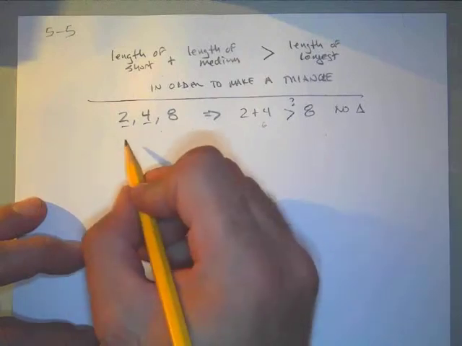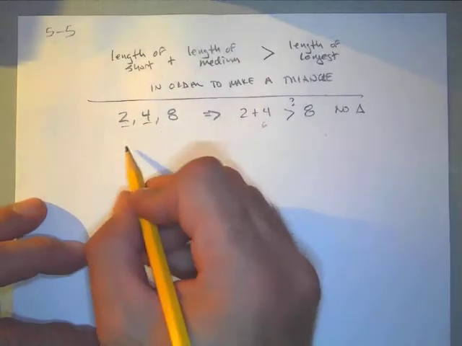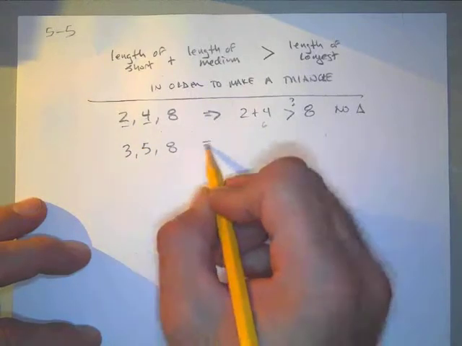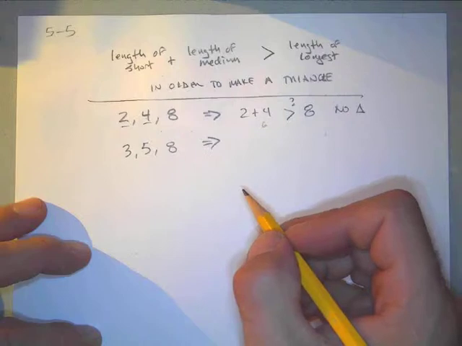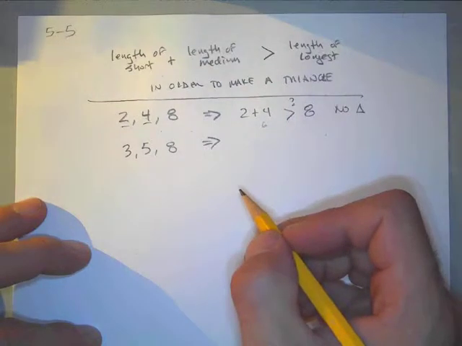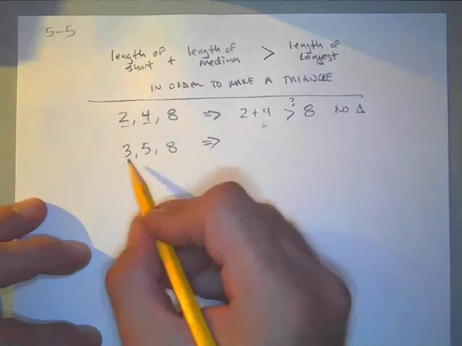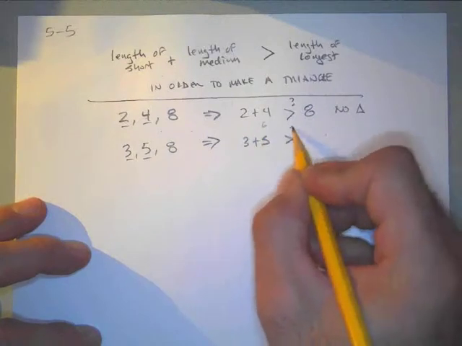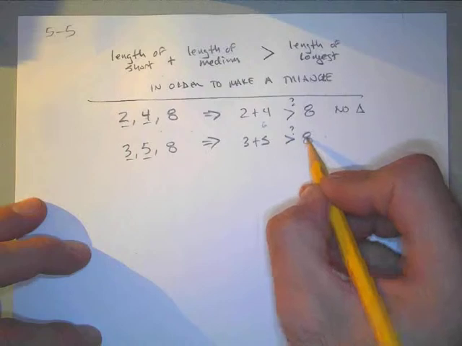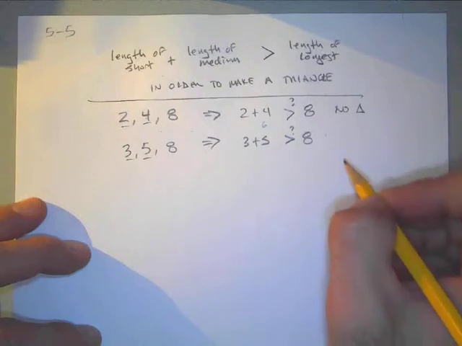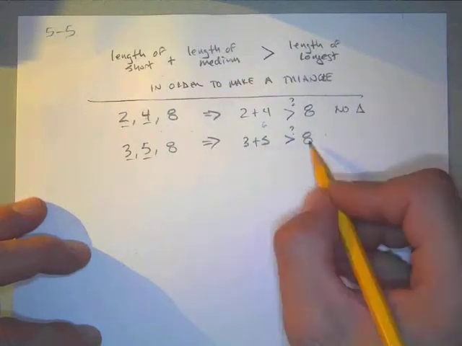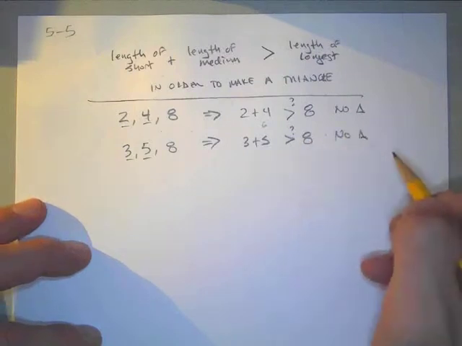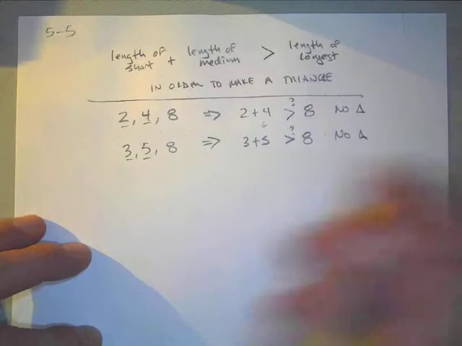Well, let's say we bump up each of these sides by 1. So now we have 3, 5, 8. Can we make a triangle out of these segments? Take the two shortest ones, add them together, and ask yourself, is that greater than the longest side? In this case, 3 and 5 is 8. It's the same as 8. It's not bigger. So guess what? Can't make a triangle. No triangle.